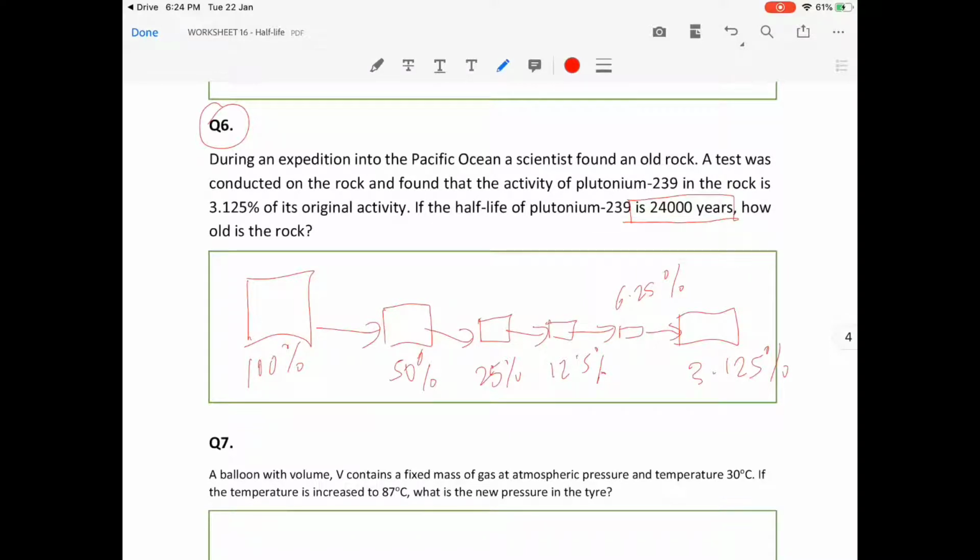Okay, remember the half-life is 24,000 years, which means each arrow represents 24,000 years. So count the number of arrows: 1, 2, 3, 4, 5. 5 times 24,000 years. So how old is the rock? 24,000 years times 5. The rock is 120,000 years. That is how scientists tell the age or the date when you watch a documentary, how they tell how old that rock is. That's how they actually tell how old stuff really is.